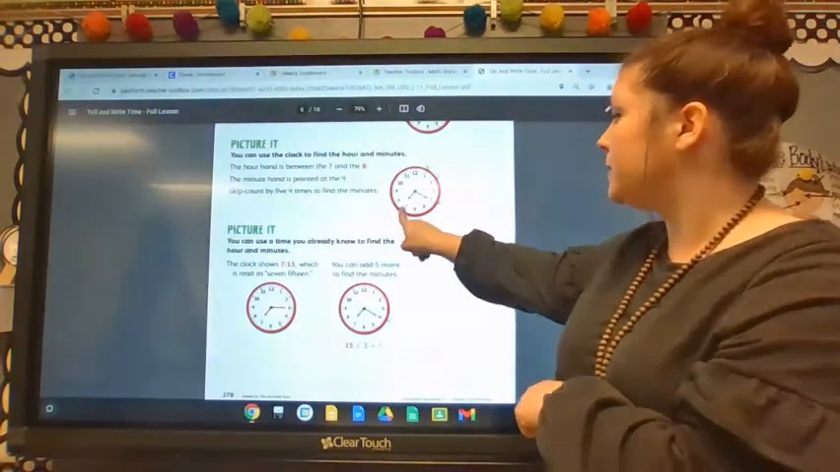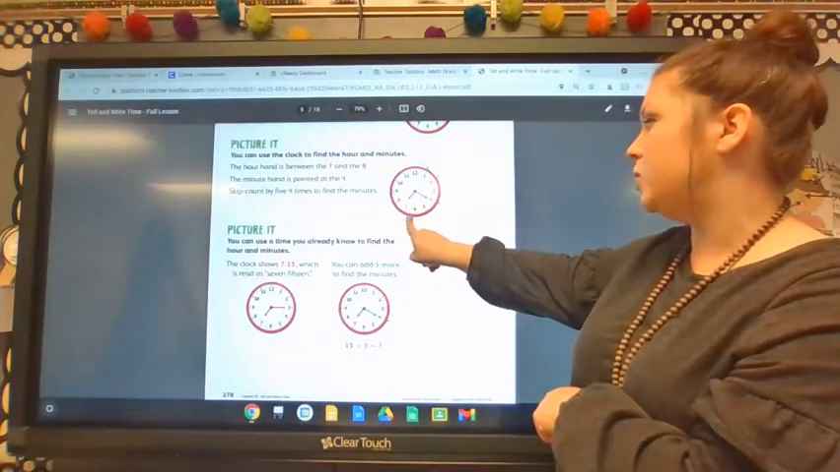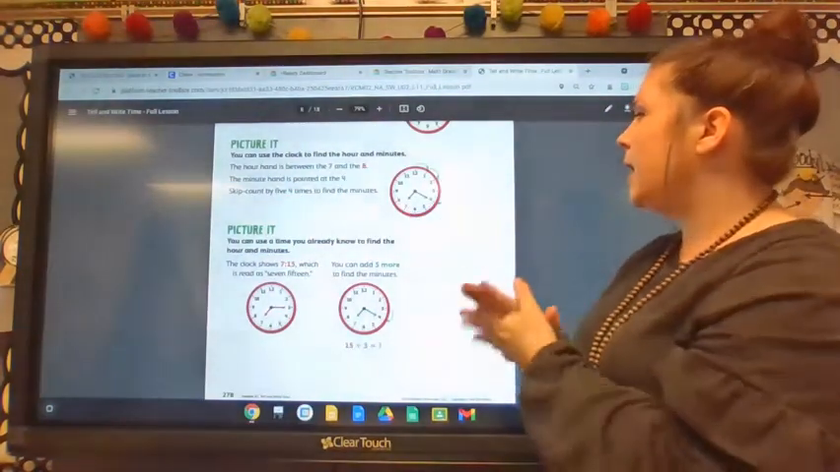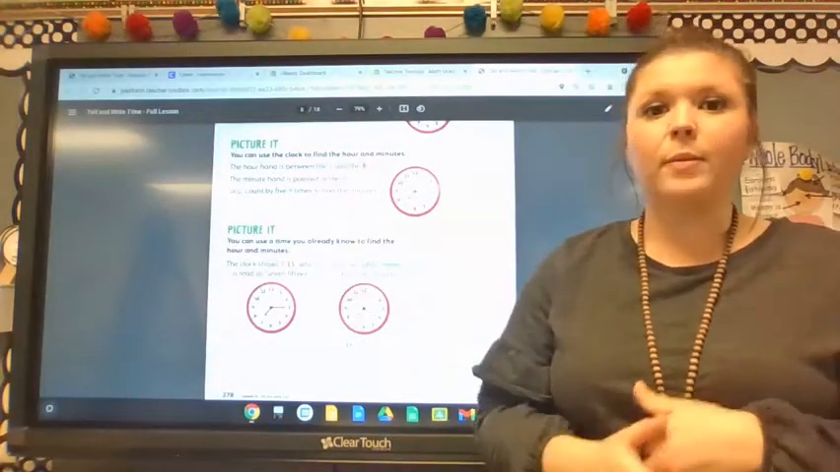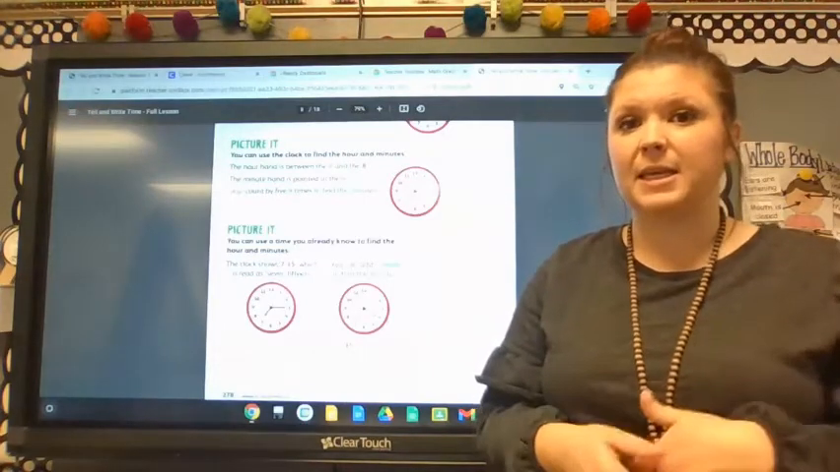So our hour hand is between 7 and 8. We have to look at the time that it has passed. If it's in between, go back. So we're looking at that 7. The minute hand is pointed to the 4, but we wouldn't read this time as 7-4. Remember, our minute hand represents how many minutes have passed in the hour.